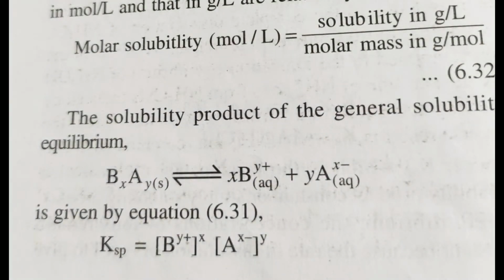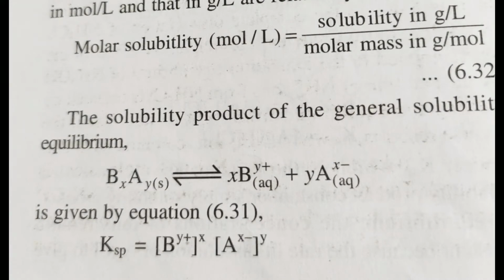The solubility can be expressed in gram per liter. It is the number of grams of solute in 1 liter of saturated solution. The solubility in mole per liter and that in gram per liter are related by the equation: molar solubility in mole per liter is equal to solubility in gram per liter divided by molar mass in gram per mole.